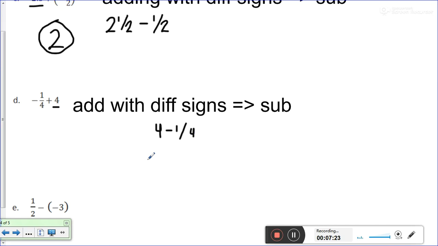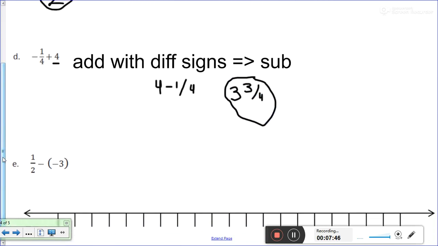Well, again, I think in terms of food when I think fractions. If I have 4 pizzas and someone only eats 1/4 of them, then I have 3 3/4 pizzas left over, right? And I have a lot of leftovers for this week, that's for sure. And again, the 4 was positive because it was farther away, so that is my answer. We're just going to stick positive.